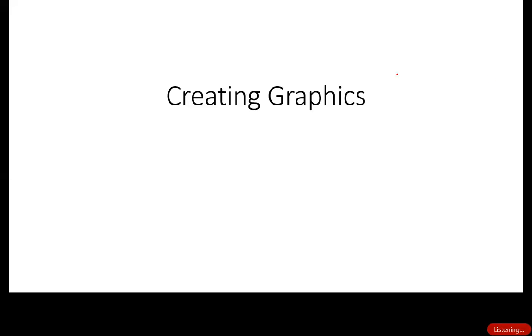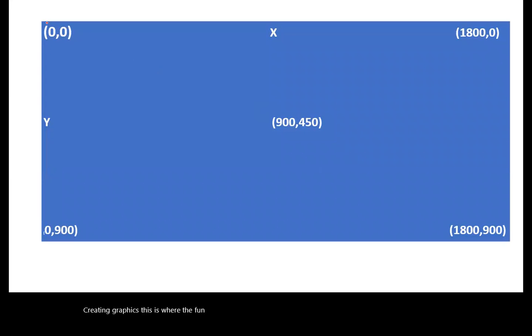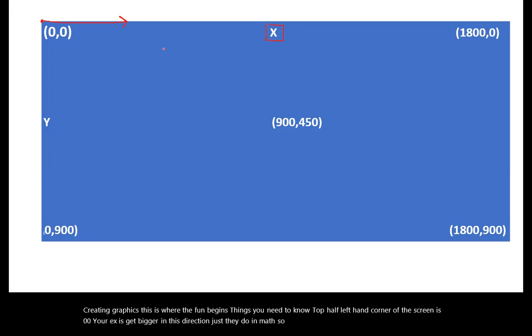Creating graphics. This is where the fun begins. Things you need to know. Top half left-hand corner of the screen is 0, 0. Your x's get bigger in this direction just like they do in math. So this is our x value. They get bigger in this direction in computer science, which is the opposite of math. So that's your y value.